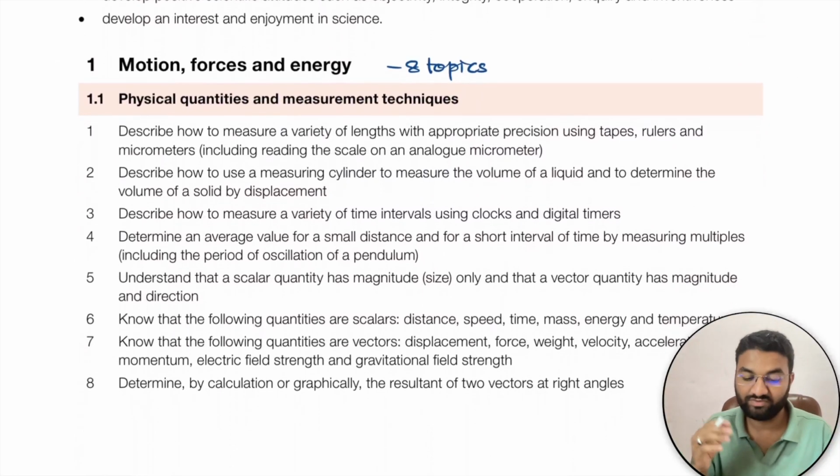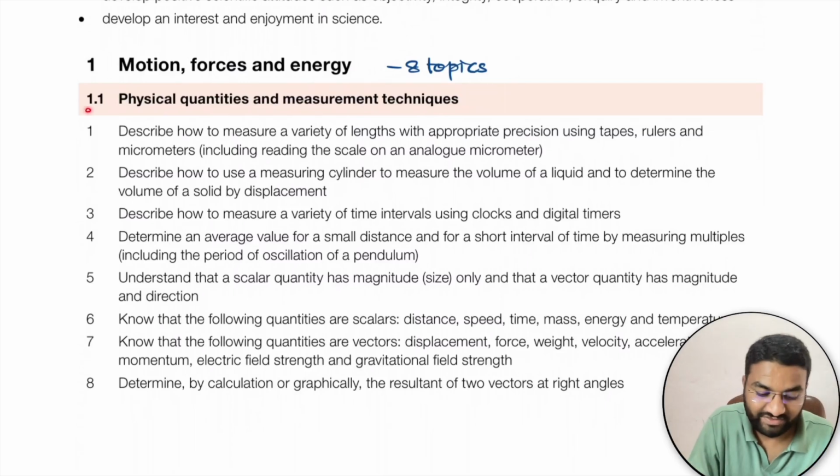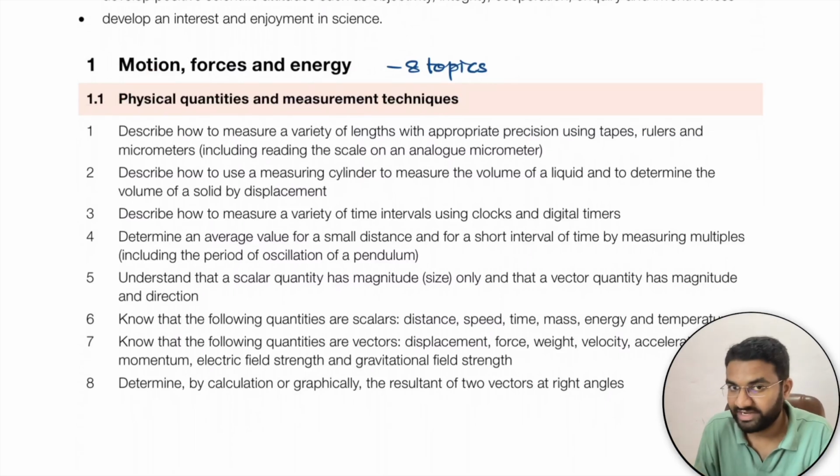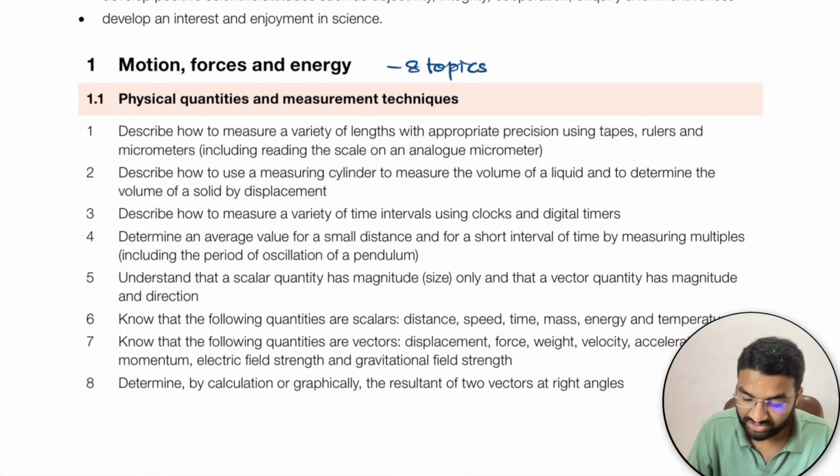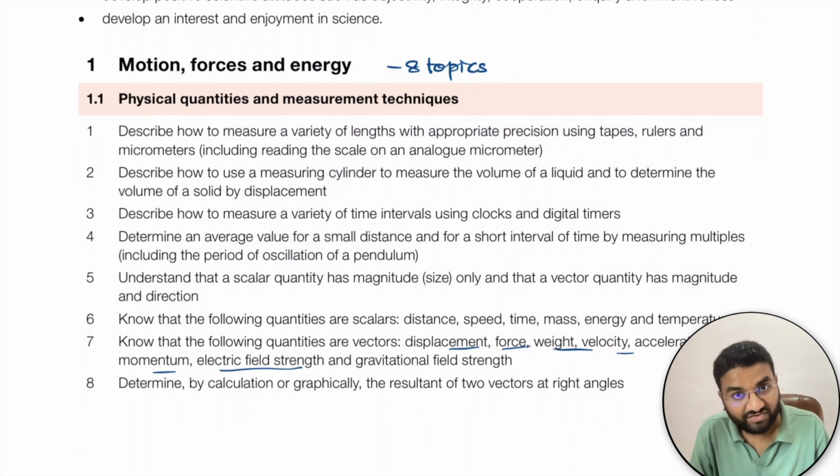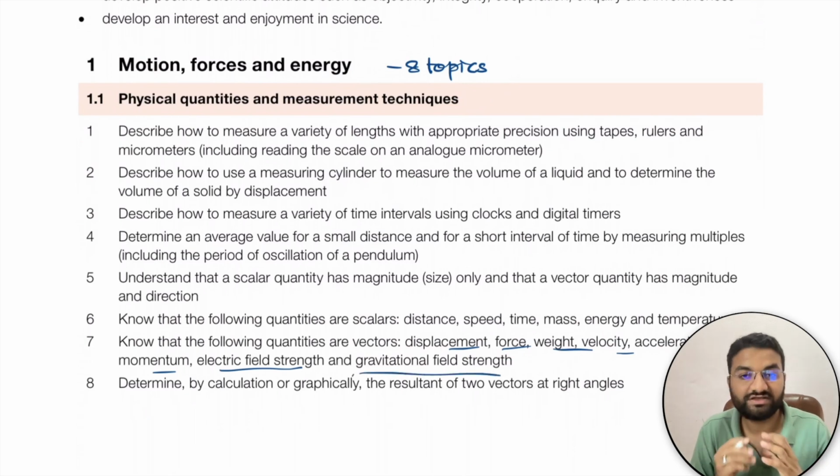Next, here we have the subject content. First part is motion, forces and energy. You will have 8 topics. First one is physical quantities and measurement techniques. So you have scalar and vector. Then basic quantities such as distance, speed, time, mass, energy, temperature, these are scalar quantities. Vector quantities are such as displacement, force, weight, velocity, acceleration. All right, then momentum, electric field strength and gravitational field strength.